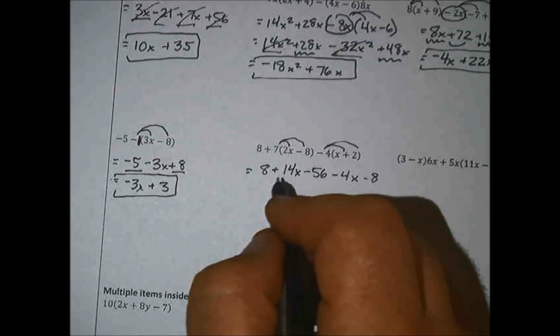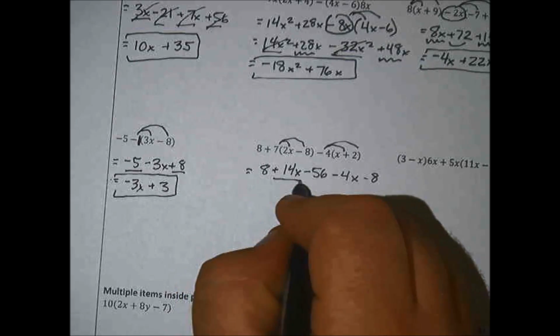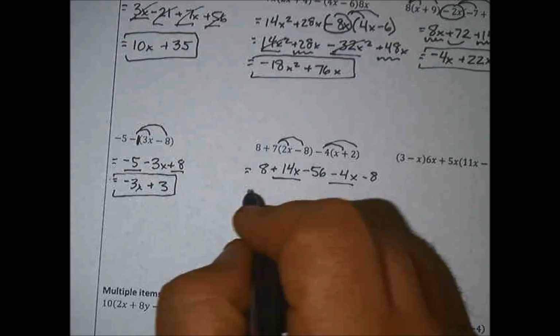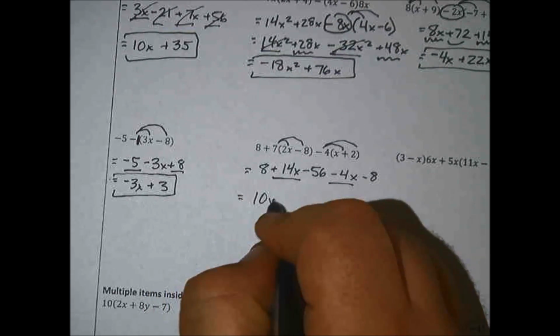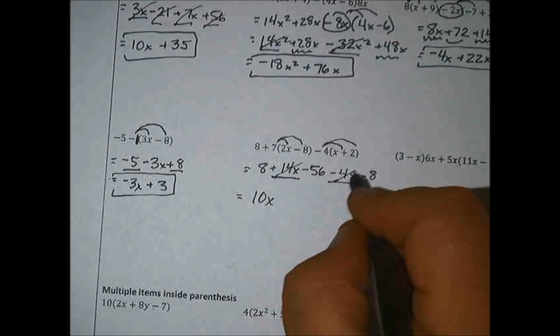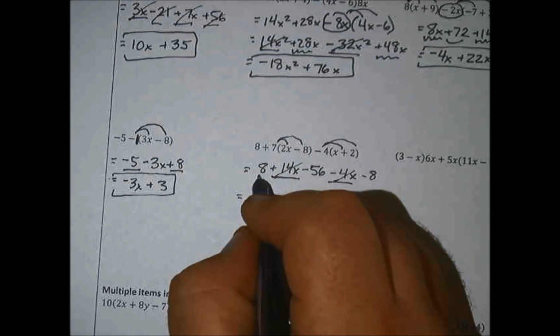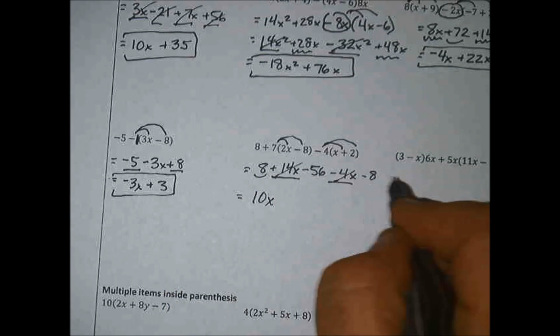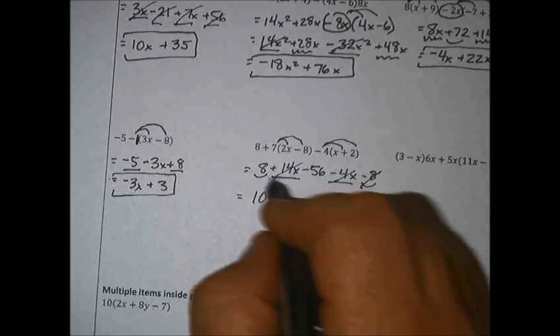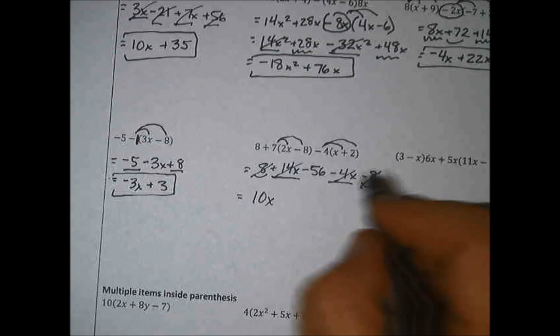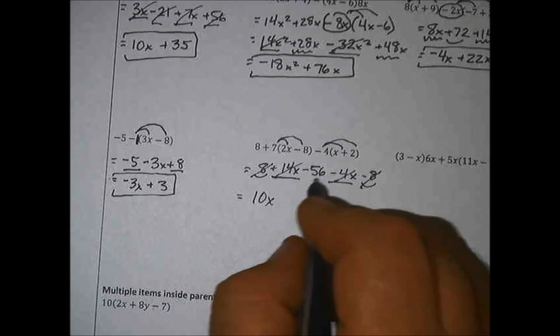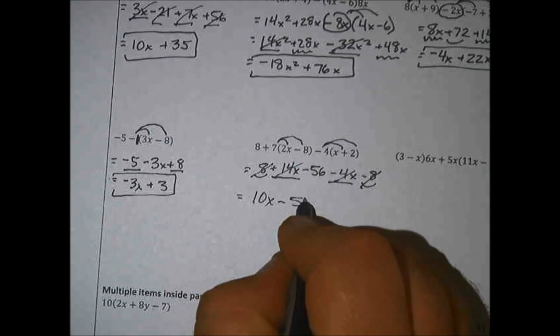Alright, combine like terms. Here we go. I have a 14x and a -4x. That'll give me 10x. Cross those off. Right away I see that I have an 8 and a -8. Those are going to cancel each other out because 8 minus 8 is 0. And then I have a -56 left over.